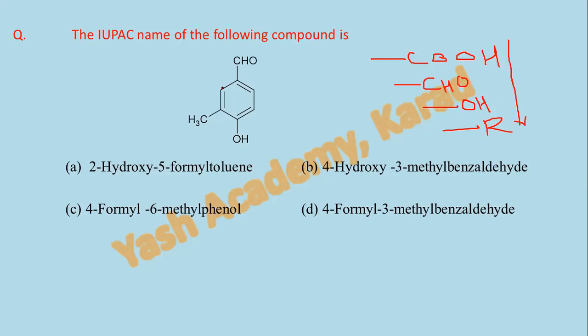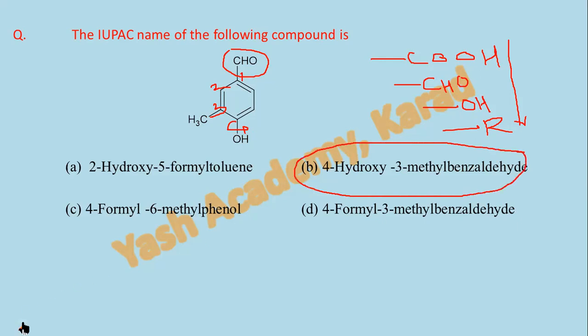So now if you observe the structure, you will find that this is an aldehyde group, so it occupies the higher position, so it is always denoted by number 1, and then number 2, number 3, number 4. So 4-hydroxy 3-methyl benzaldehyde is the correct IUPAC name of this structure. So this is the correct option of this question.